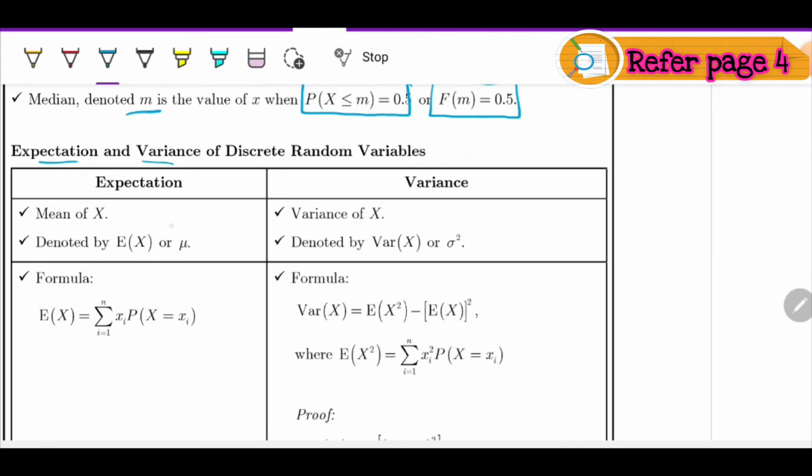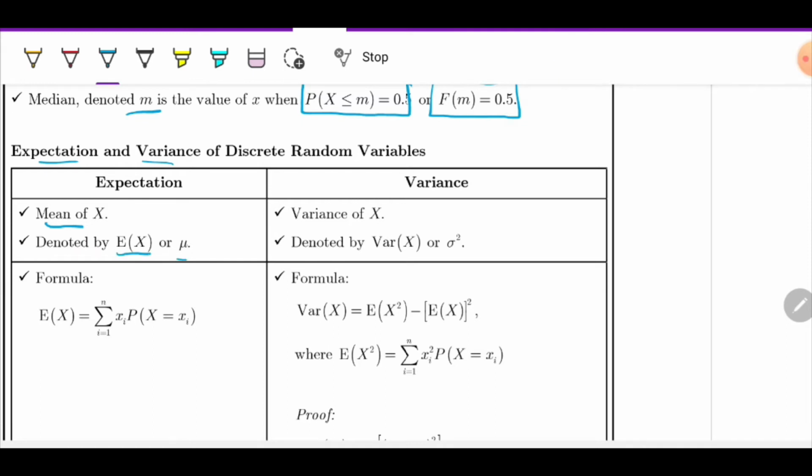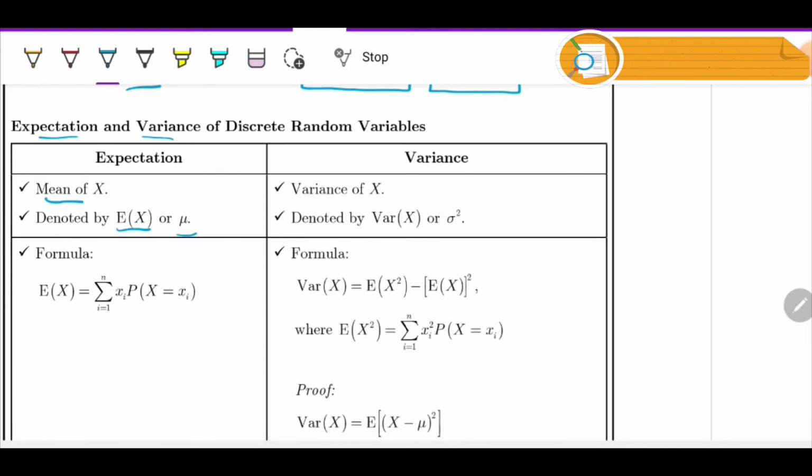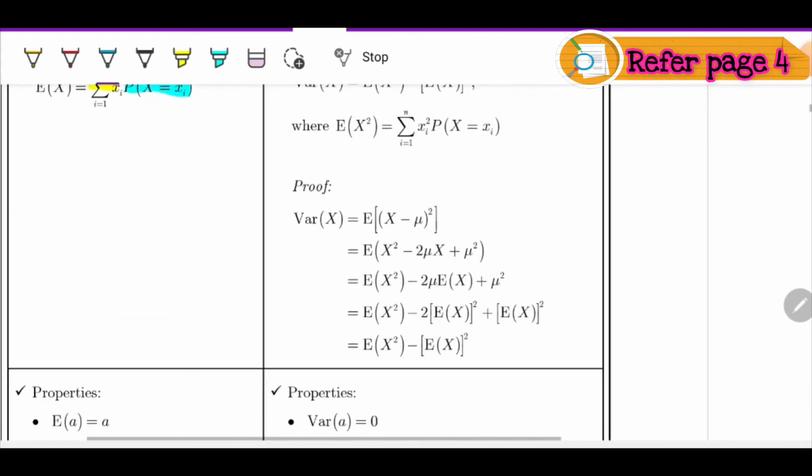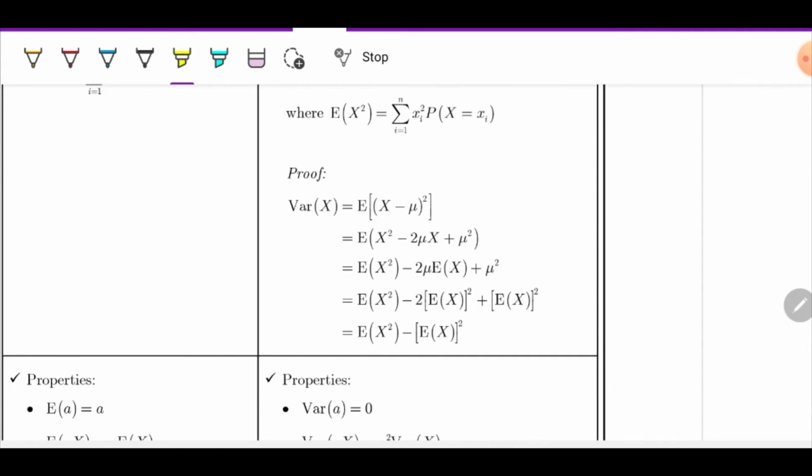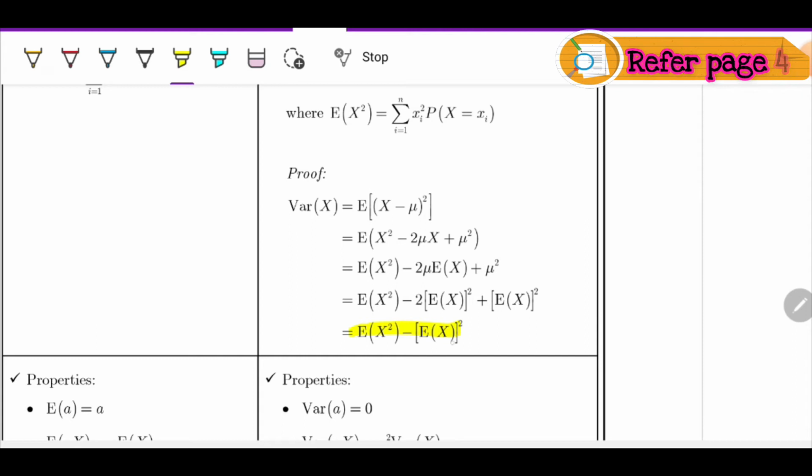Expectation, also known as mean, is denoted by E(X) or mu. The formula for expectation or mean is the sum of x times the probability. Variance is denoted by Var(X) or sigma squared. And the formula for variance is expectation of x squared minus mean squared.